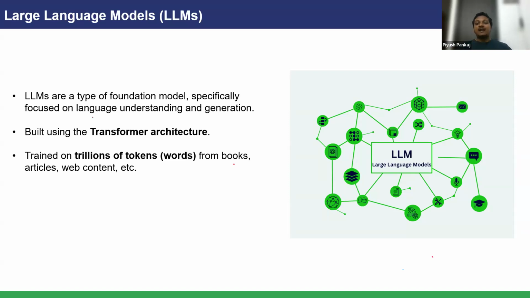But when we talk about large language models, it is trained on billions and trillions of tokens, trillions of tokens, we can say the parameters, from books, articles, web content. Web content means what? Public. That is public. Anyone can see, right? That is LLM. LLM is nothing but the brain of all the generative AI tools that you're using.